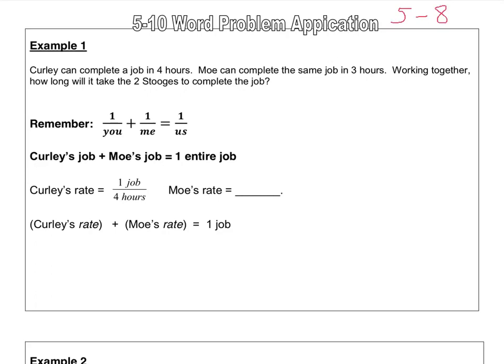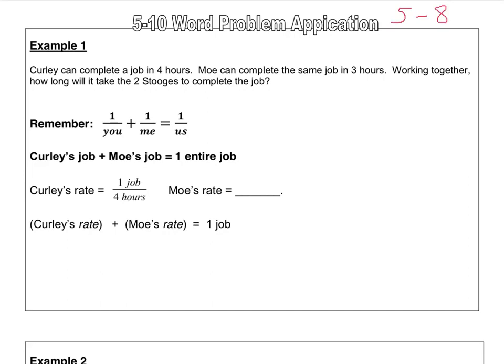But today in this video I'm going to be focusing on how you can read the word problem and how you can set up your equation. In order to solve the equation, which is your next step, you have to understand 5.8 very well. So again, this lesson is going to be how to set up your word problem.